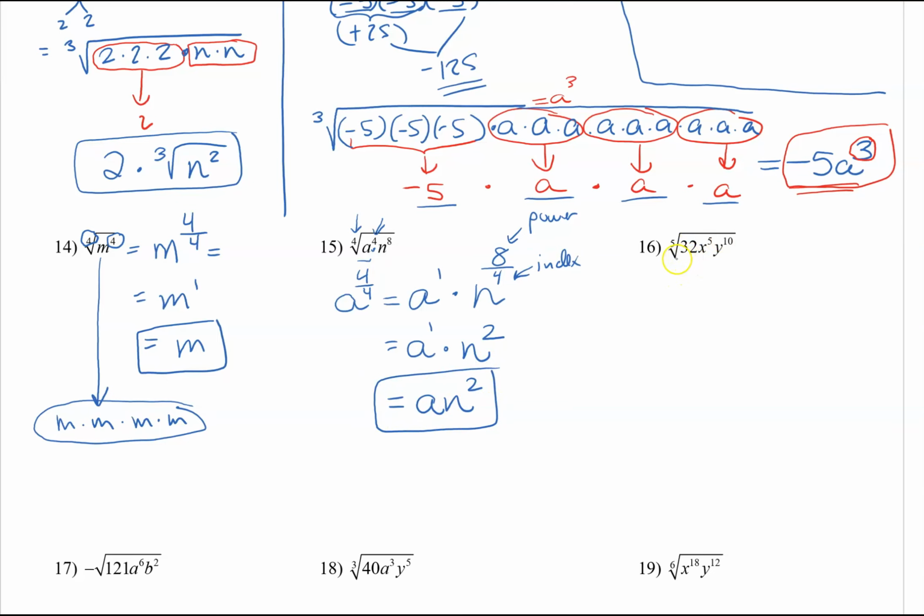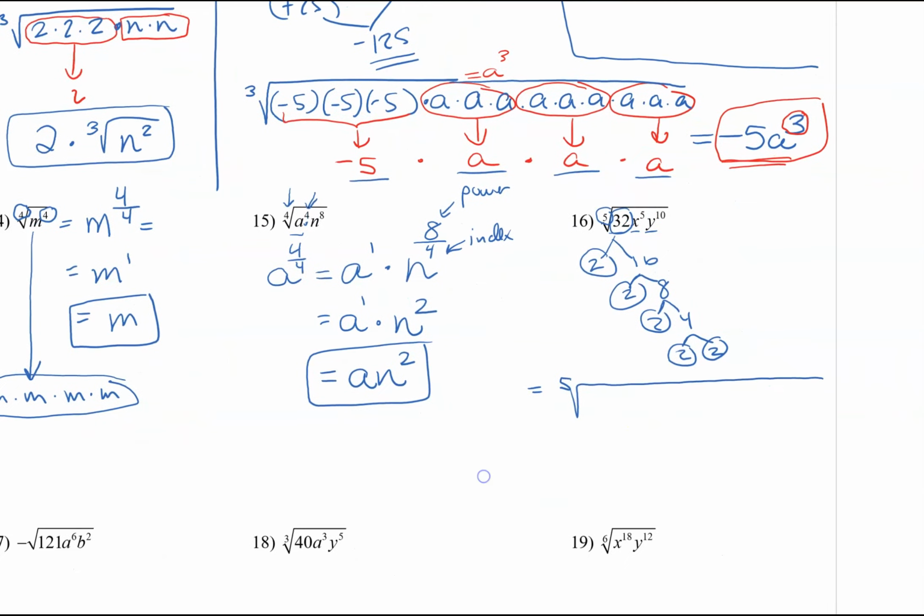Now for 16, we have numbers and variables. So for the 32, I'm going to remember that it can break into 5 factors of 2. So first it's 2 and 16, but then 16 is 2 and 8, but then 8 is 2 and 4, and then finally 4 is just 2 and 2. So you see 1, 2, 3, 4, 5 factors of 2. So 32 is a perfect power of 5. So maybe I'll write this out the long way, just again to remind you why the division works. So 32 can be broken into 5 factors of 2. 2 times 2 is 4, times 2 is 8, times 2 is 16, times 2 is 32.